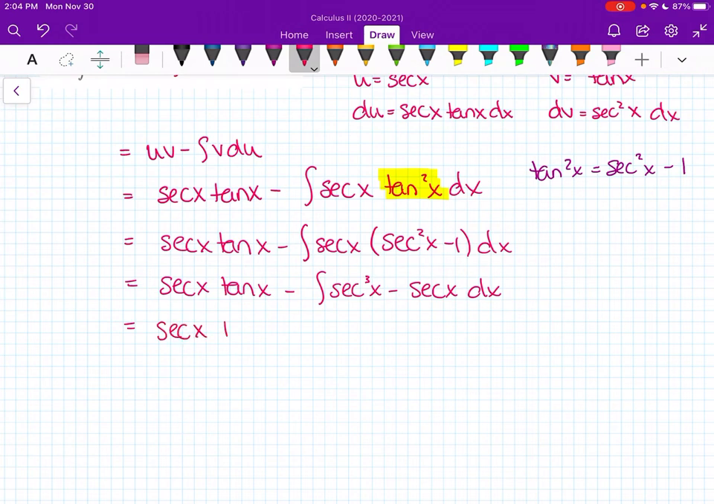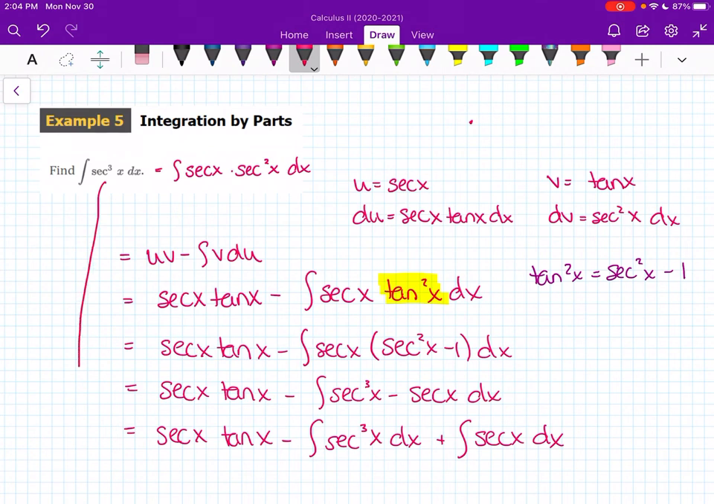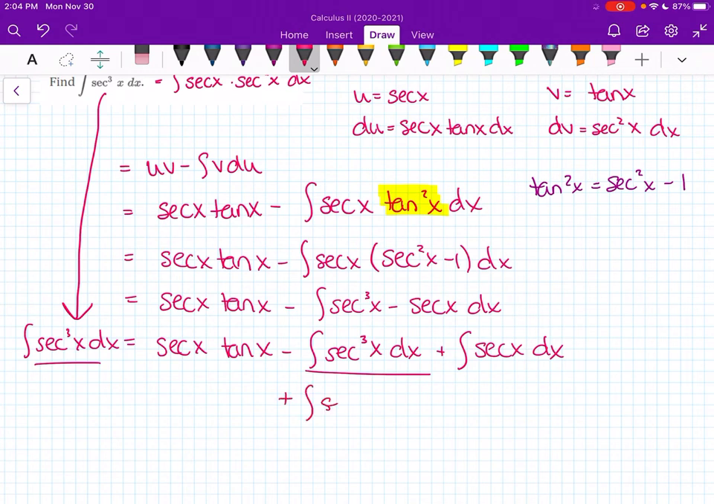So I get secant x tan x minus the integral of secant cubed x dx plus, because I have a minus, the integral of secant x dx. And so what I notice here is if I look at what my original function was, I can pull this all the way down, this secant cubed, and we notice that I actually have an integral of secant cubed x dx on both sides. So I kind of went in circles, but not if I add that integral.